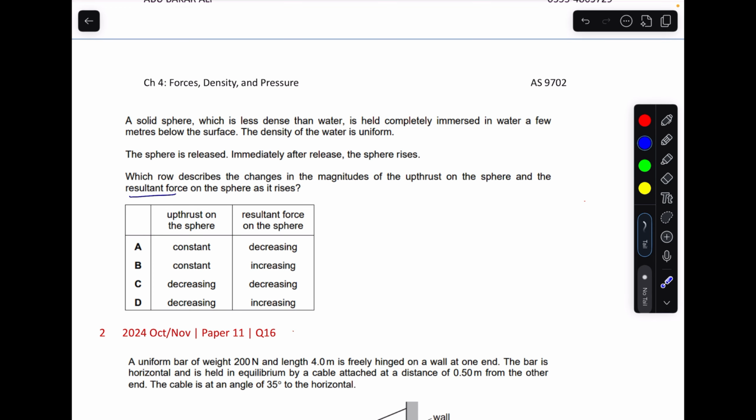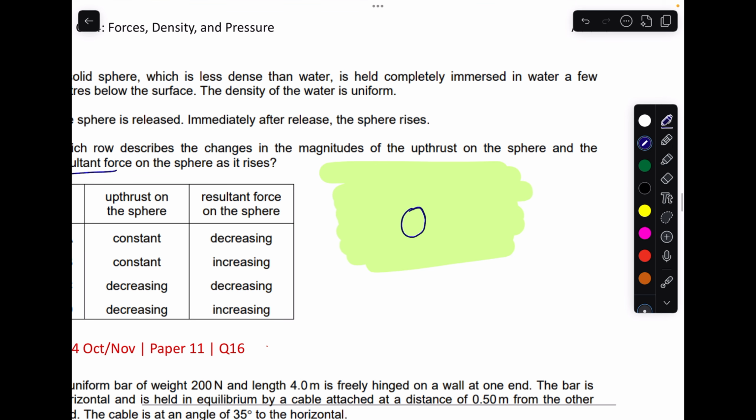The sphere is released, and immediately after release, the sphere rises. You have to explain which row describes the change in magnitude of upthrust and the resultant force. So let's try to understand the scenario first. Let's suppose this is the water in which you have a solid sphere at this point and you hold it stationary. There will be a weight acting on it downward. There will be an upthrust force acting on it. They both are constant.